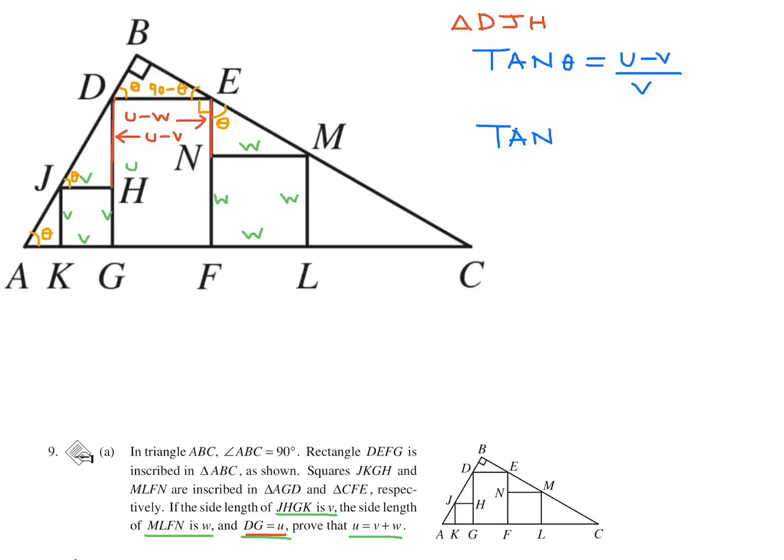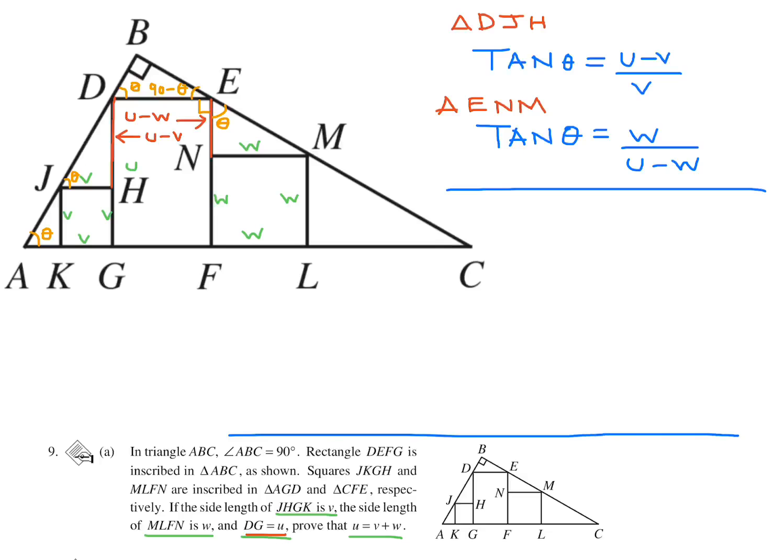So therefore, now going back to our tan, the tan of theta, this theta right there, using triangle ENM, the tan of theta will be opposite, which is W, over adjacent, which is U minus W. All right? So I hope that makes perfect sense to you. No tricks, nothing fancy. Now, we have two expressions for tan of theta, and therefore they must be equal. So U minus V over V has to be equal to W over U minus W, like that.